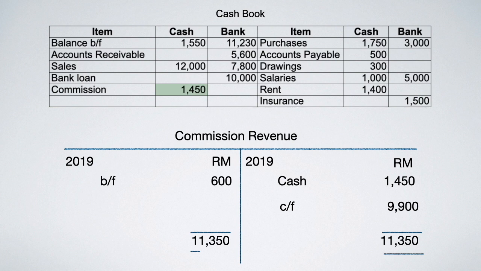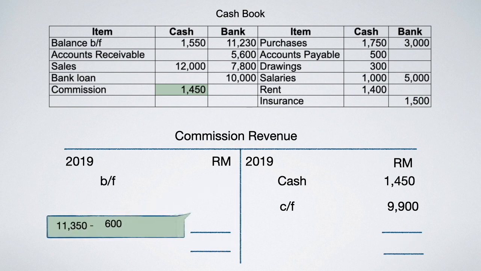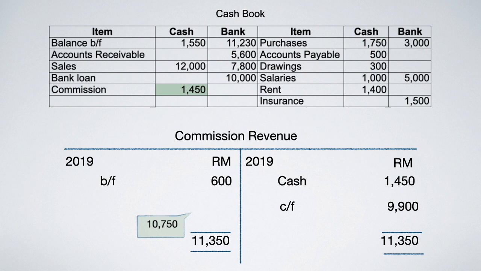Okay, apa yang kita nak cari? Kita nak cari missing figure. Okay, what is the missing figure? You will minus the total with the bring forward figure. So you will have this number. So what is this number actually?